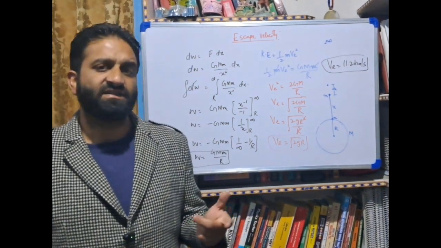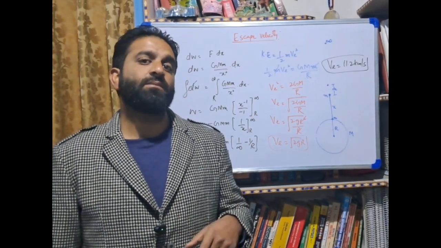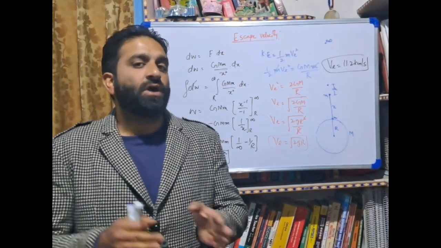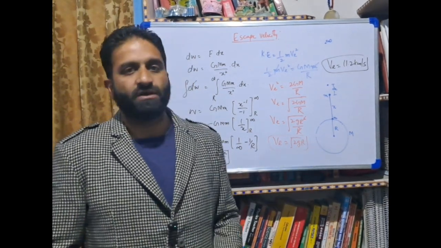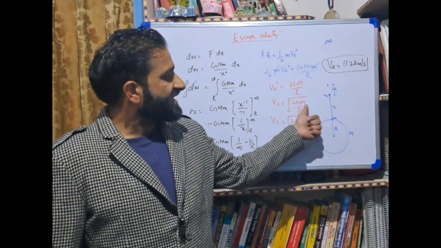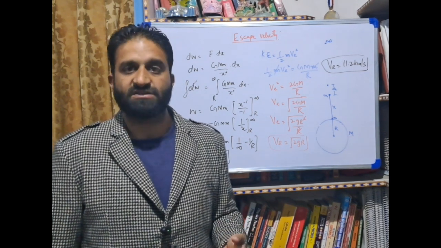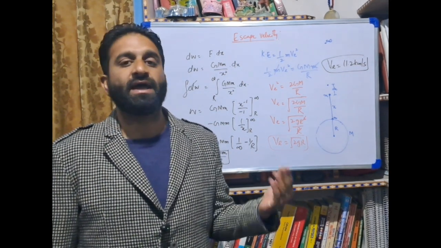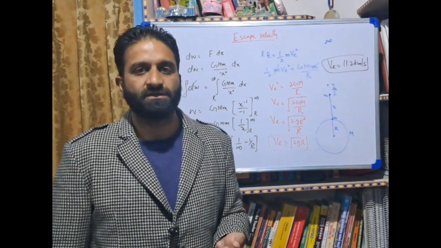From this discussion, one thing is clear: the escape velocity from any planet depends upon the mass of that planet, but not on the body. So if we talk of the moon, its mass is less than the mass of the earth, so the escape velocity from the surface of the moon should be less. The escape velocity from the surface of Jupiter, Sun and Saturn should be more than the escape velocity from the surface of earth.